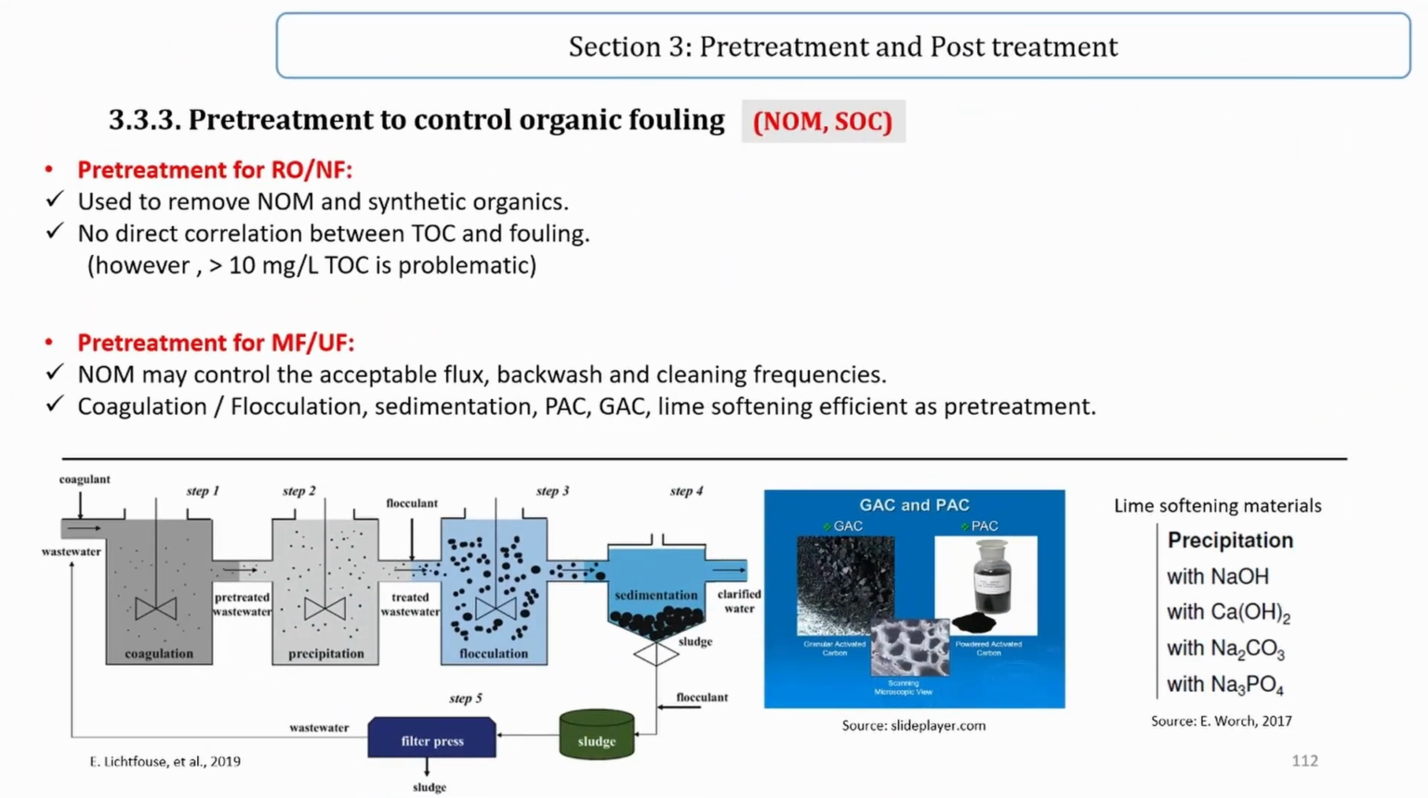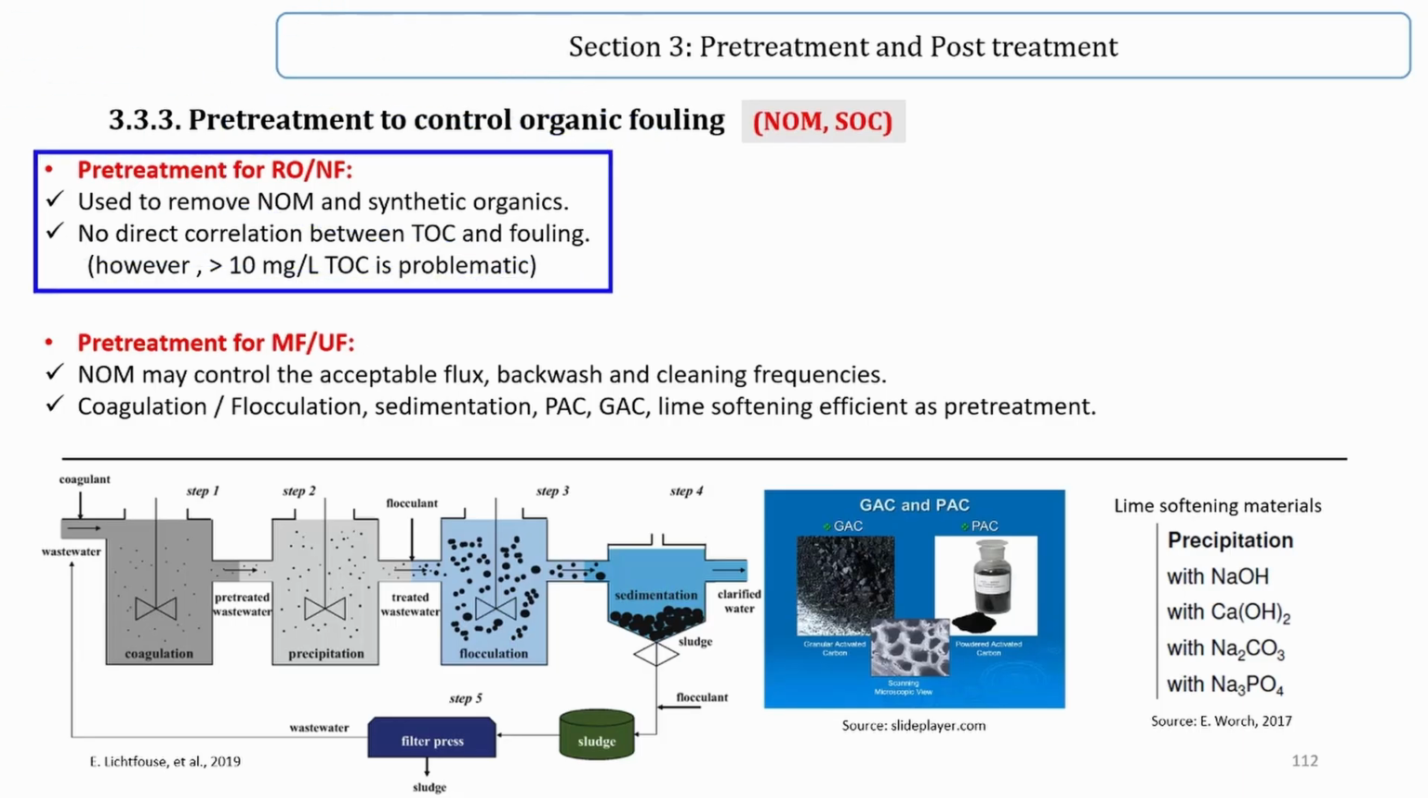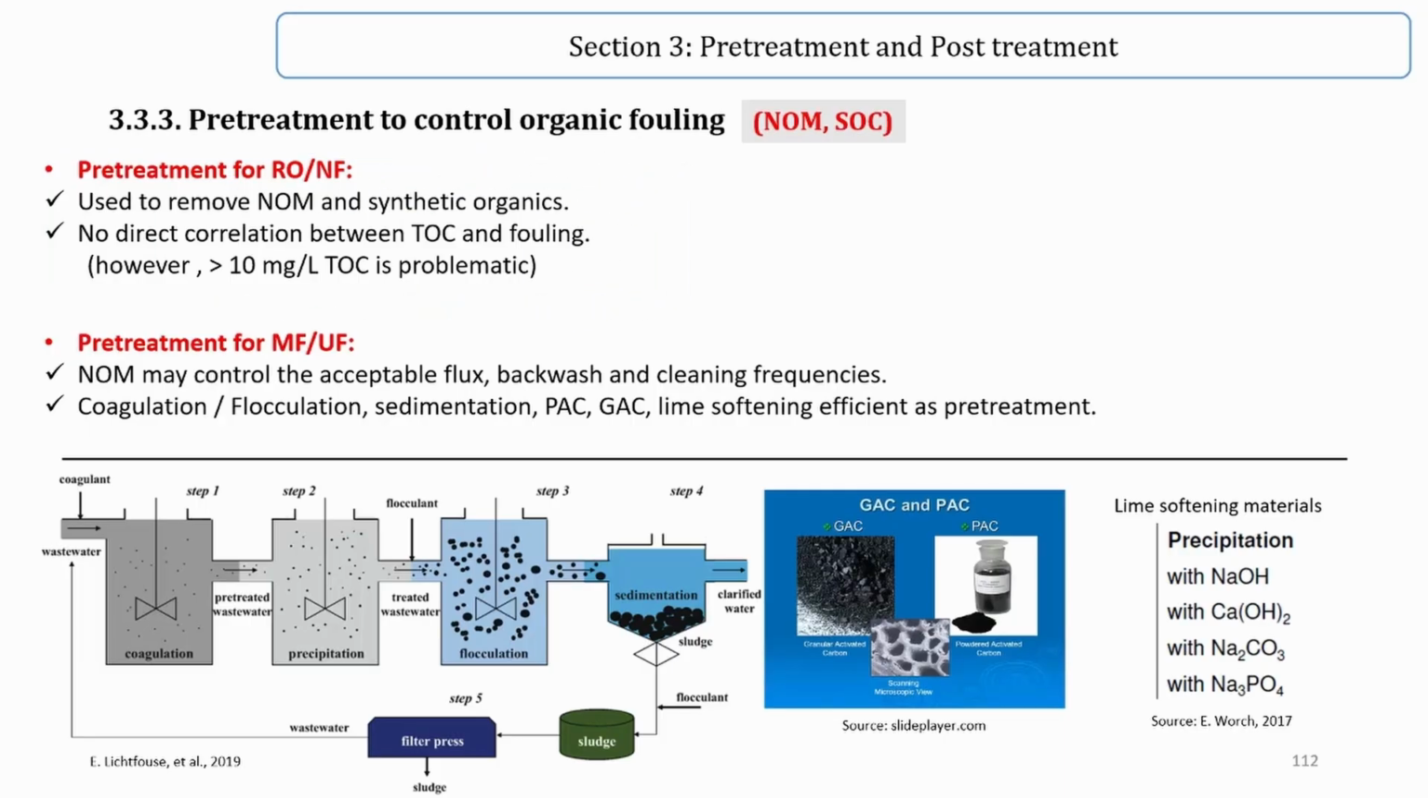Pretreatment to control organic fouling. The origin of organic fouling is natural organic matter and synthetic organics. The main source of natural organic matter is in surface waters. Pretreatment for reverse osmosis and nanofiltration is used to remove natural organic matter and synthetic organics. But there is no direct correlation between total organic compound and fouling. However, a concentration bigger than 10 mg per liter total organic compound is problematic.